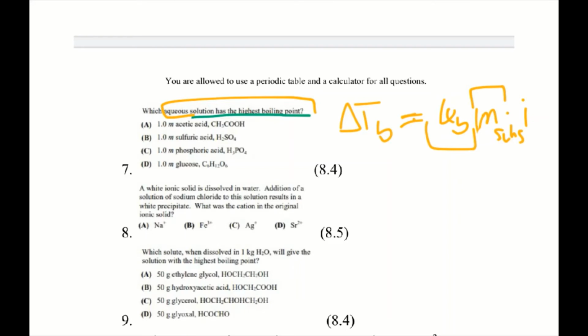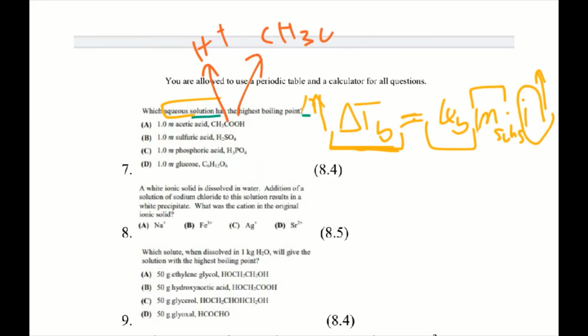Now, what will cause this to be greater or less? It will actually be the i value. If this is higher, then this will be higher. And the one with the highest boiling point will have the greatest change in boiling point elevation. So we need to find the i value of these substances and see which one is the highest. So acetic acid is a weak acid because it does not ionize completely into H+ and CH3COO-, or the acetate anion. So because of this, the i value will be between 1 and 2.